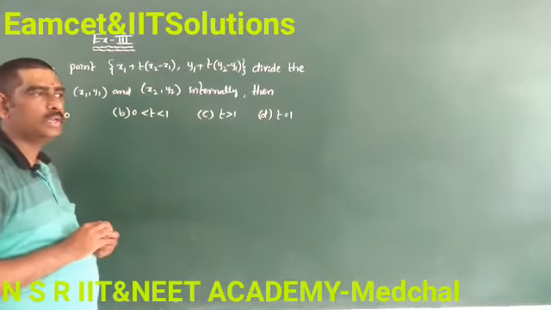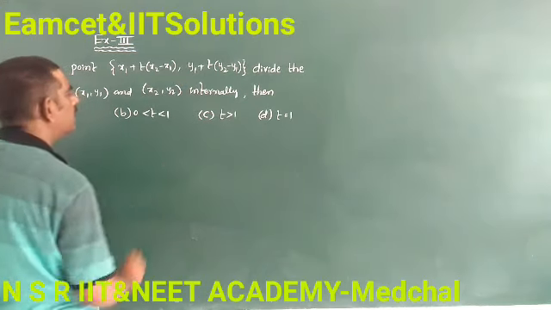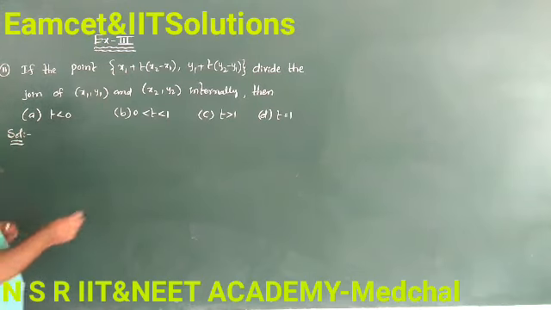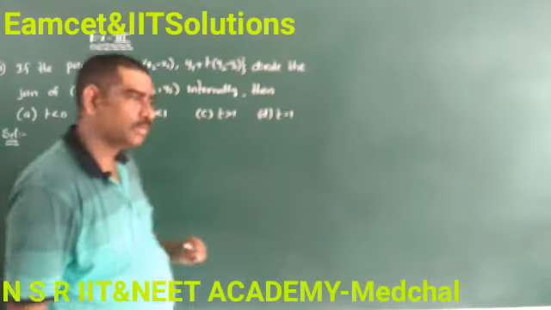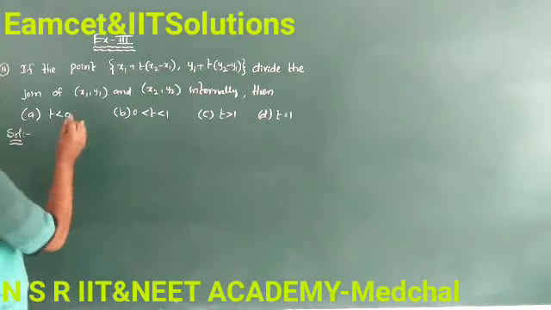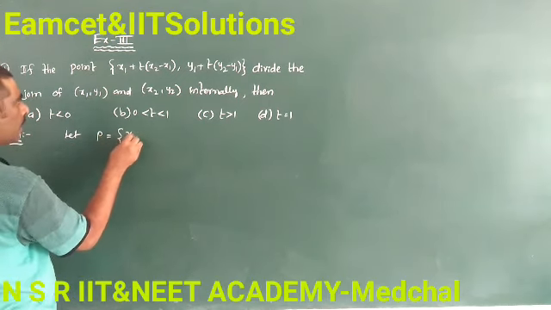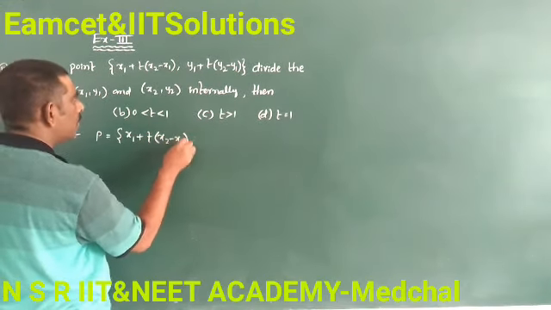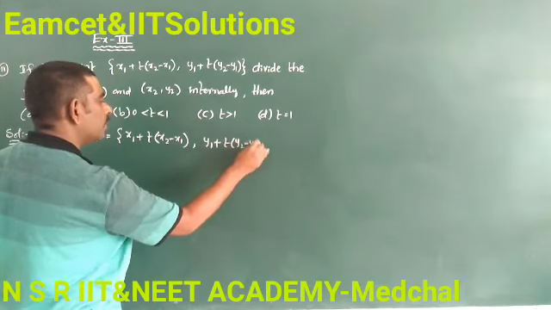So next question: if the point divides the joining of these 2 points internally, then what are the values of t? So t is less than 0, or 0 less than t less than 1, or t greater than 1, or t is equal to 1. So we need to find the value of t. So let us consider the given point, let p equal to x1 plus t of (x2 minus x1), next y1 plus t of (y2 minus y1).